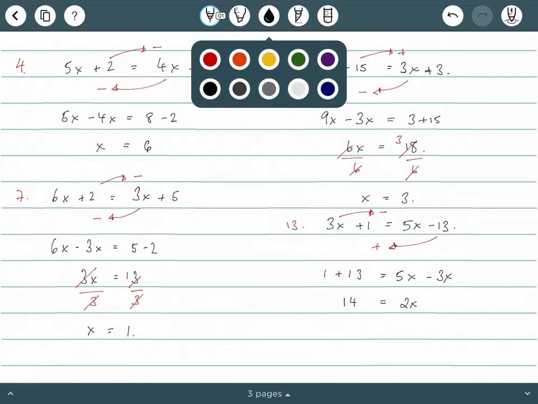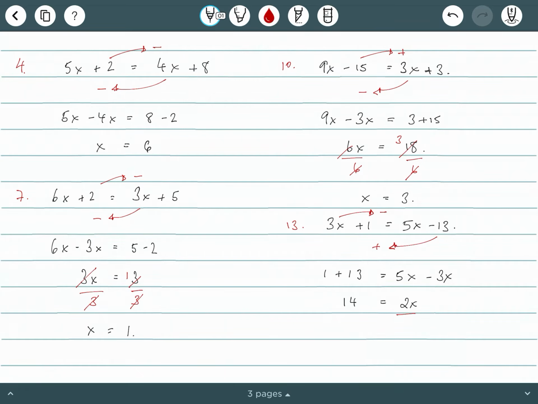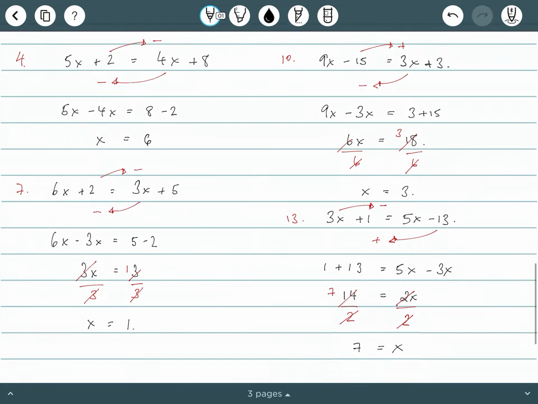Again, we don't want that 2 there, we want x on its own, because we're solving for x. Divide both sides by 2. That leaves us with x, and 2 goes into 14, 7 times. So we have 7 is equal to x, or x equal to 7.